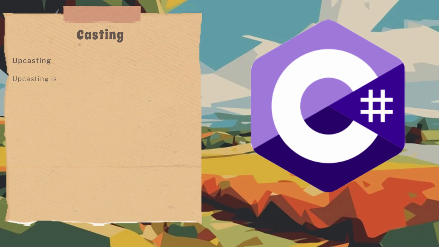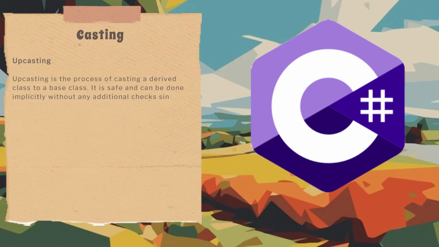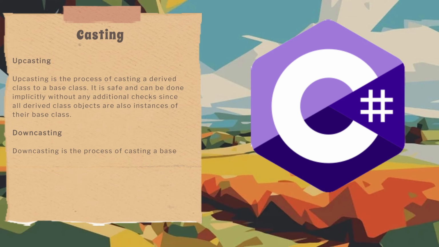Upcasting is the process of casting a derived class to a base class. It is safe and can be done implicitly without any additional checks since all derived class objects are also instances of their base class. Downcasting is the process of casting a base class object back to one of its derived classes. This process can lead to runtime exceptions if not checked properly.